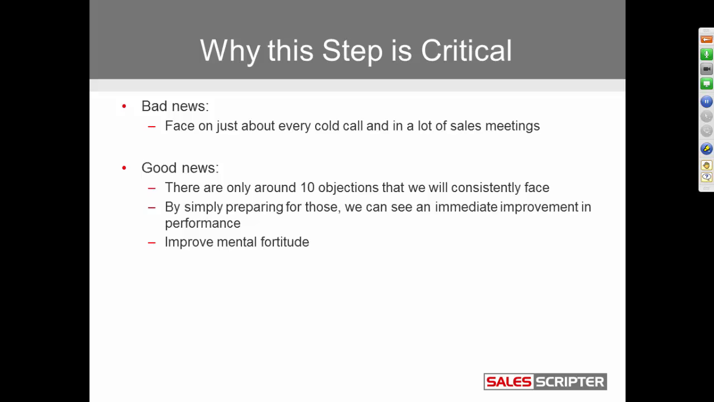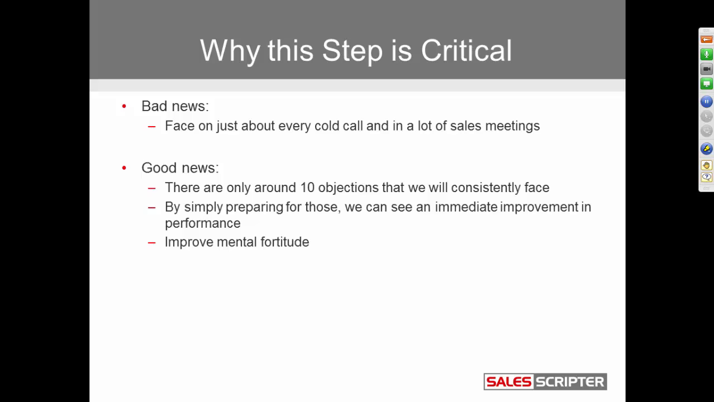Now the good news is that there are really only 10 objections that you're going to consistently face. Most of those I just showed on the slide before, and those are the same ones that come up again and again. And then you could probably add 3 or 4 product specific objections that are specific to your world to that list, and that's it.